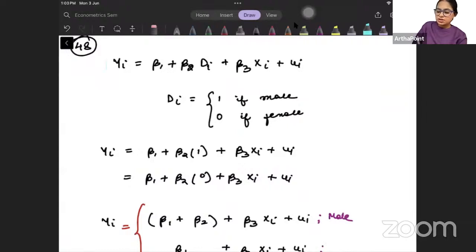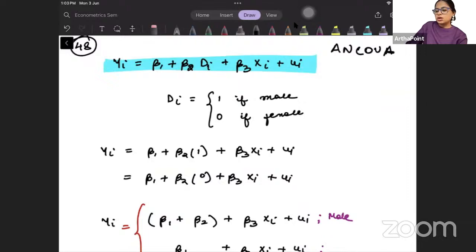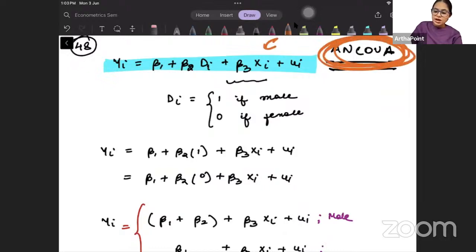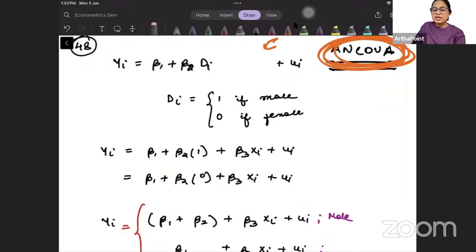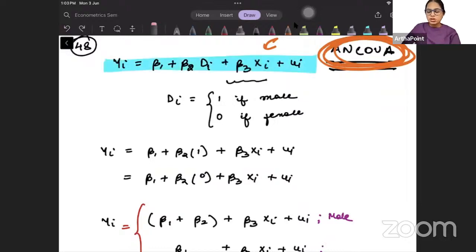Okay, now let's talk about dummy variables. So dummy variable mein, this is called an Anova model. Anova और Anova में difference आता है x का. If you see x, it becomes analysis of covariance. अगर ये x missing होता, then it would have been an Anova model, right? Okay, so this is the model that is there.